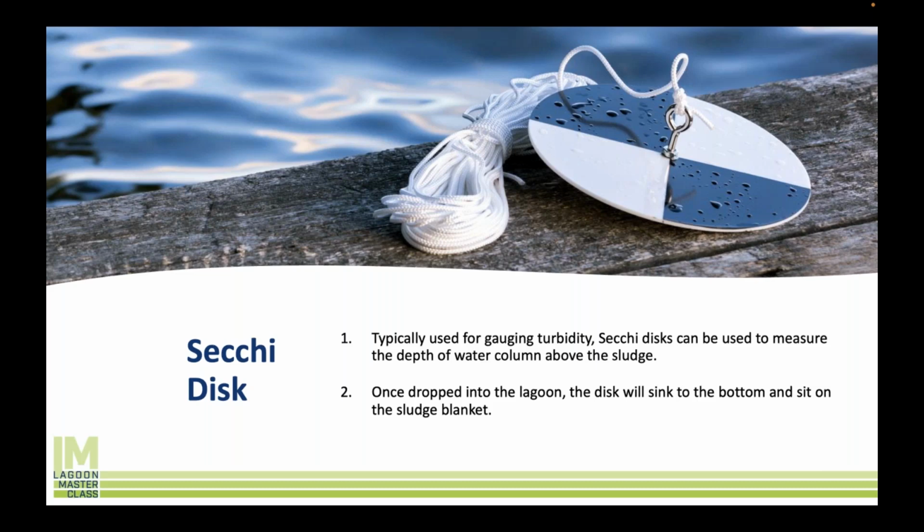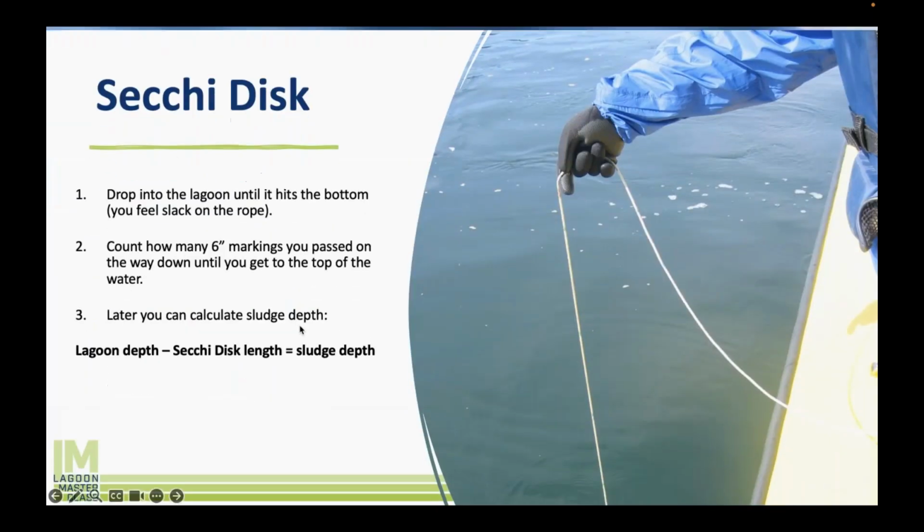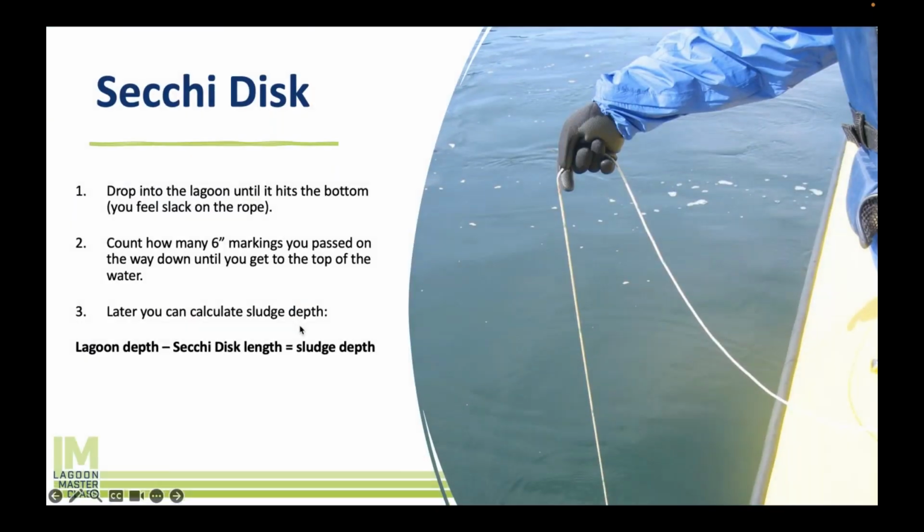And so it can really give you a good sense of what the depth of the water is above the sludge blanket. So pretty simple. You get the Secchi disc on the rope, you mark it in 6-inch increments all the way from the bottom to the top, every 6 inches. And then, once you drop that disc down to the bottom, it'll sit on top of the sludge blanket.